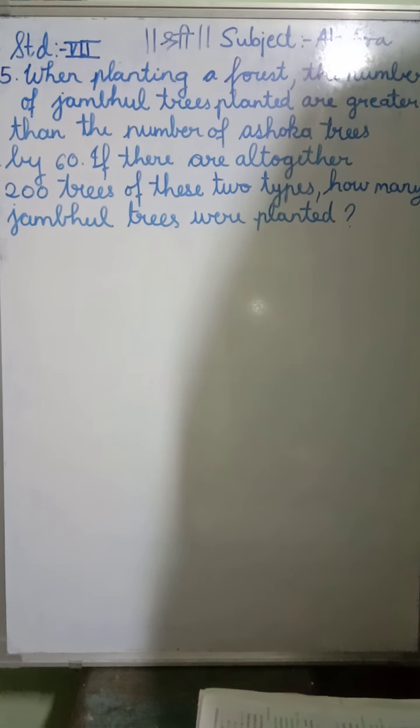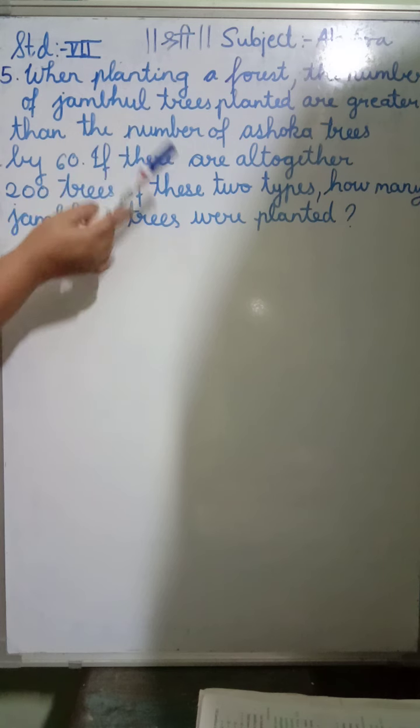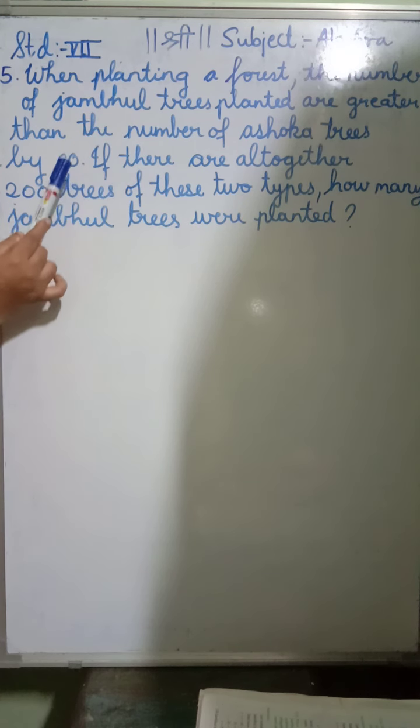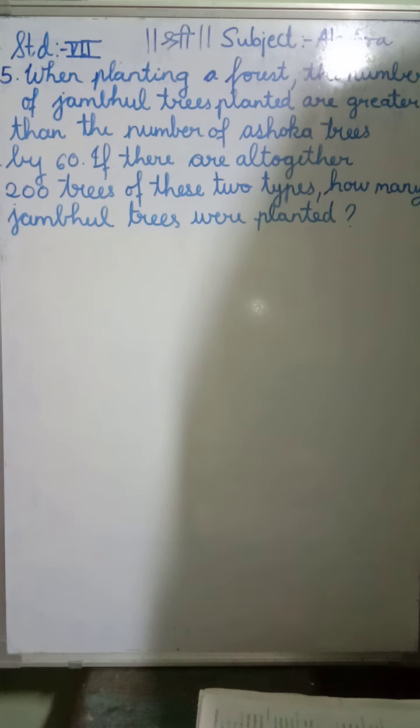So now let's begin with the fifth question: when planting a forest, the number of jambul trees planted are greater than the number of Ashoka trees by 60. If there are altogether 200 trees of these two types, how many jambul trees were planted? So see, jambul trees are compared with Ashoka trees. Who are in greater number? Jambul trees. By how much? 60. So we don't have any information about Ashoka trees.